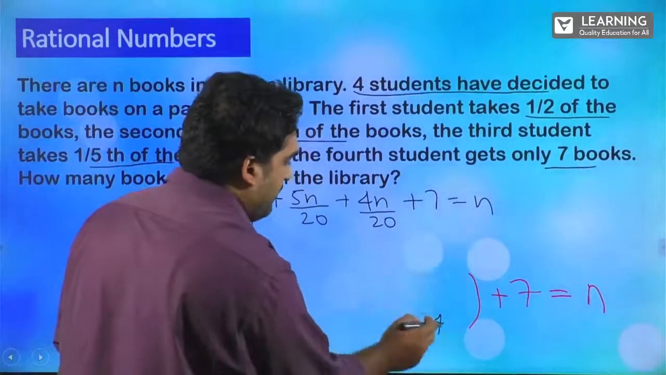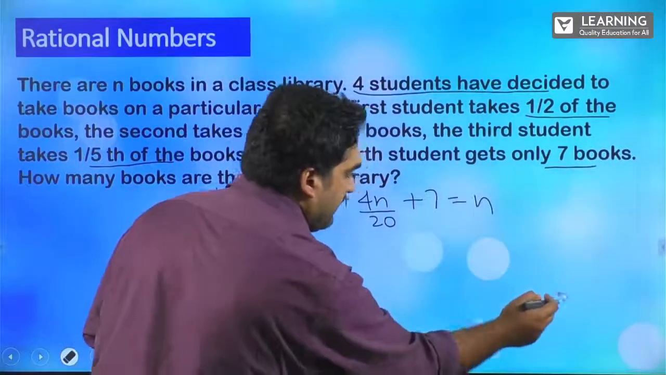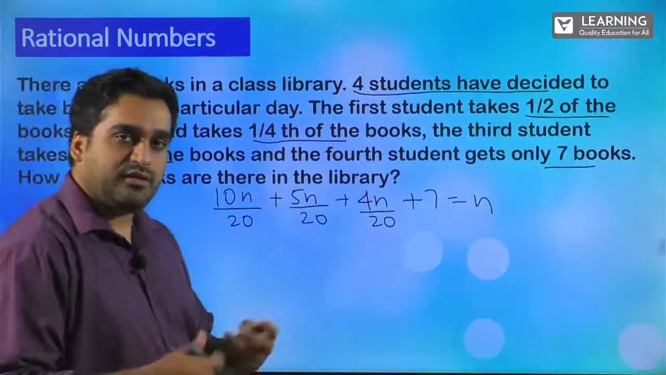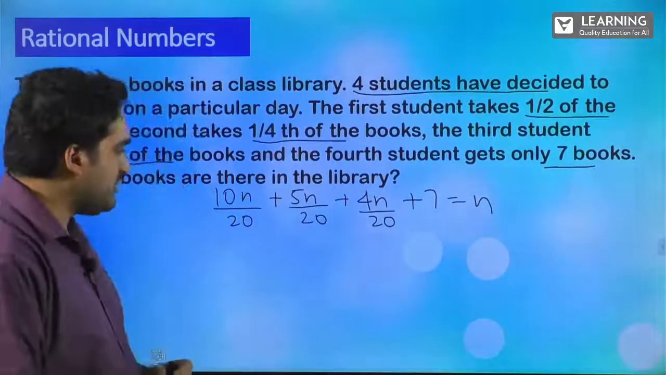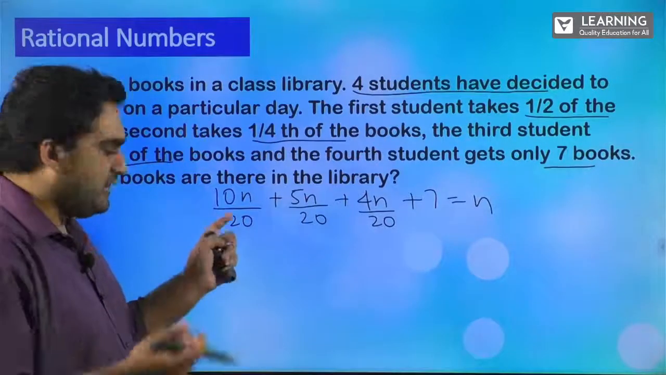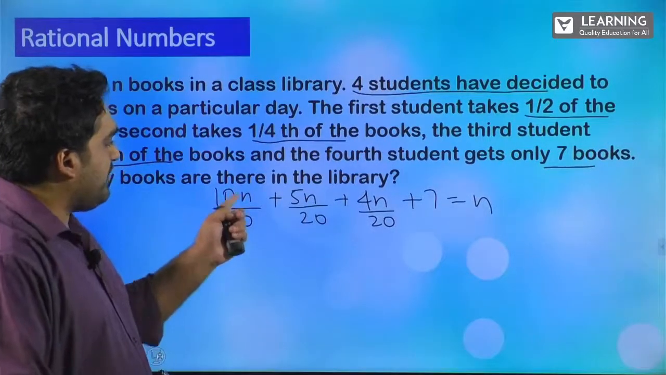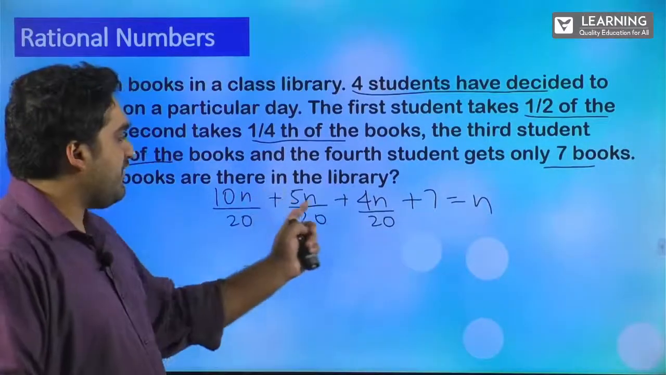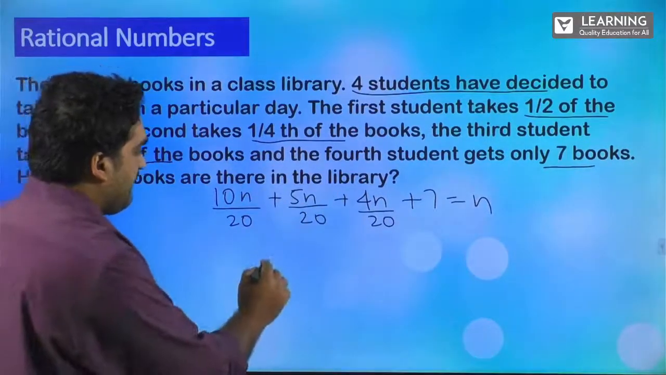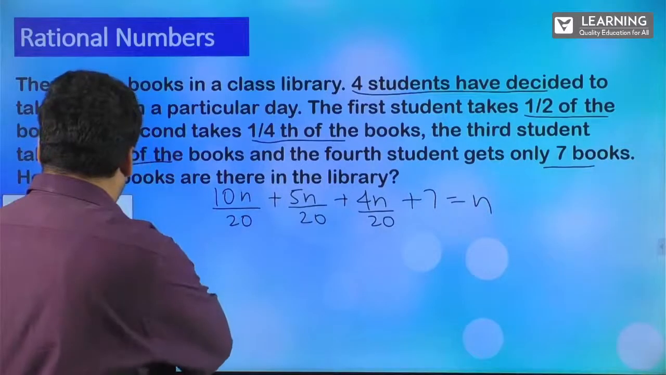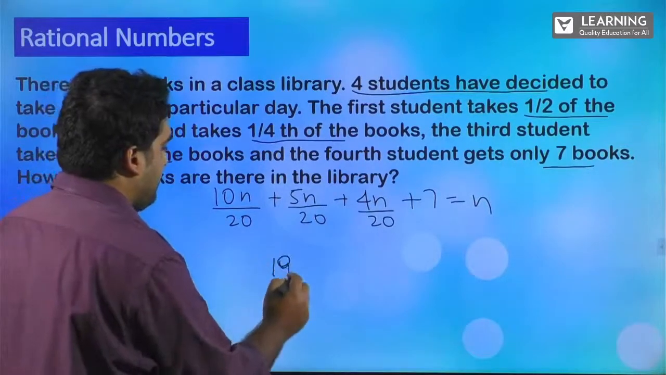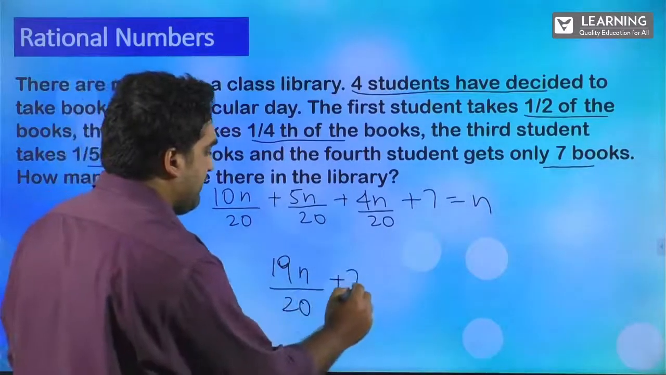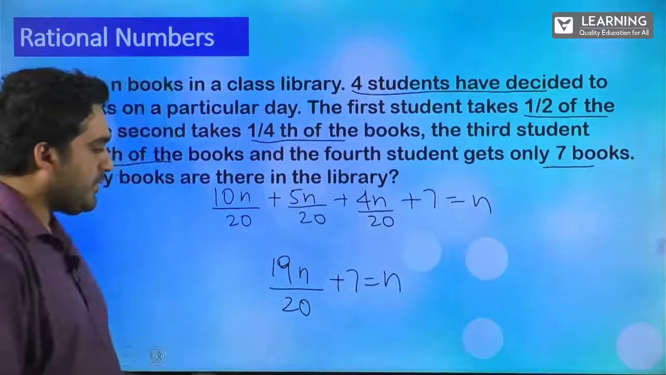Now, for those of you who are already following, and if you have missed this, you can go back and have a look at it. You can review this video at any possible time, at your convenience. So 10 plus 5 plus 4, that's because the denominators are the same. Now 10 plus 5 plus 4 is a total of 19. 19n by 20 plus 7 equals n.